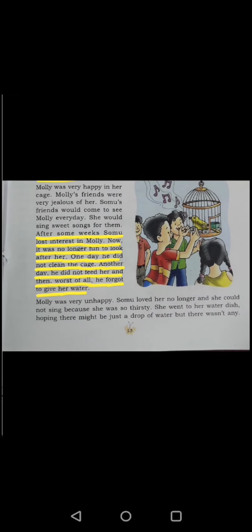Question number 2. How do we know that Somu lost interest in Molly? Write 3 things. Children, on page number 13, in the second paragraph, you have read, after some weeks, Somu lost interest in Molly. Now it was no longer fun to look after her. One day he did not clean the cage. Another day he did not feed her. And then, worst of all, he forgot to give her water.